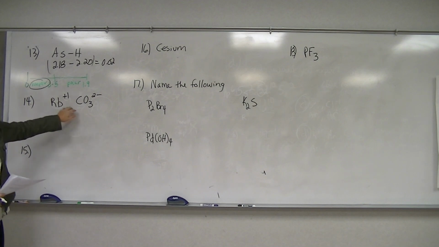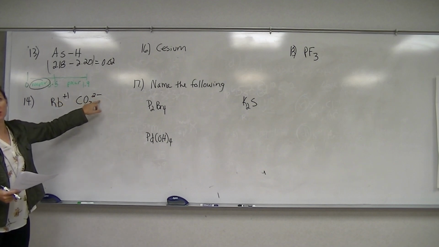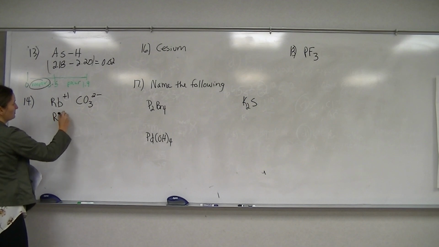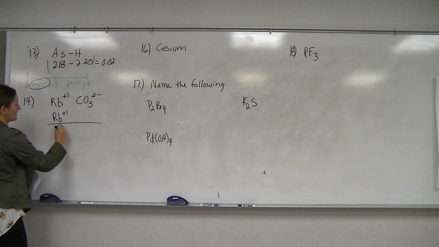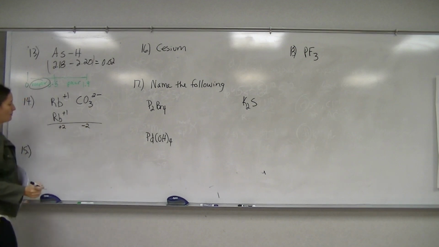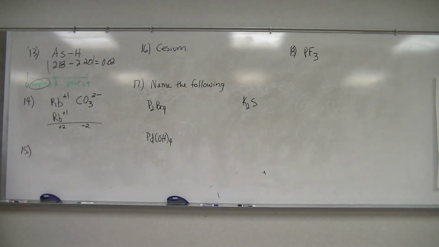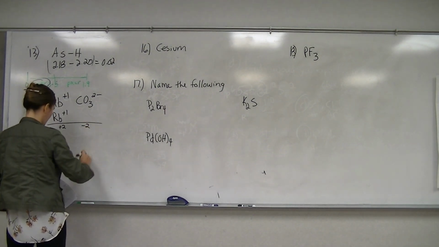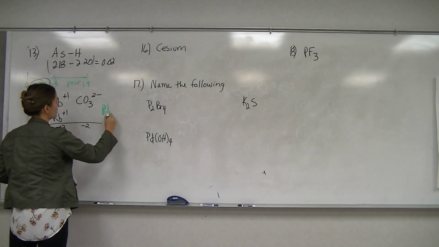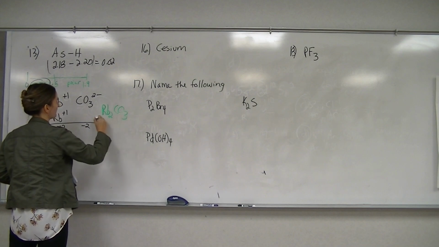So to figure out what this chemical formula is going to look like, I need it to be neutral. Right now it's not, because I have a +1 charge here and a -2 charge there. So what I need to do is add another rubidium. Now I have a +2 on the cation side, and that will cancel out my -2 on the anion side. So that's 2 rubidiums and 1 carbonate. So my chemical formula is going to be Rb2CO3.